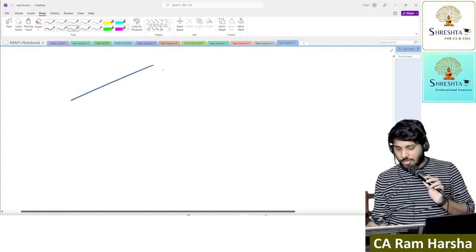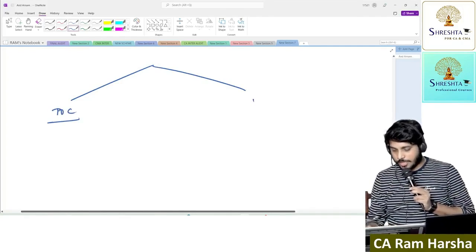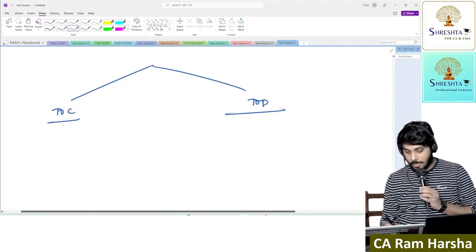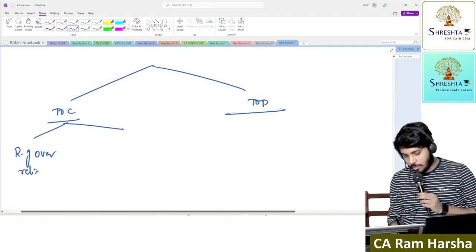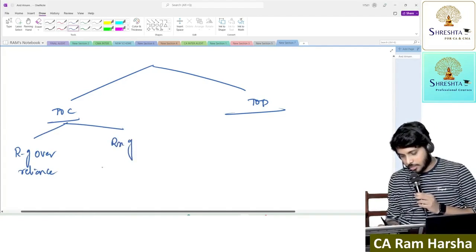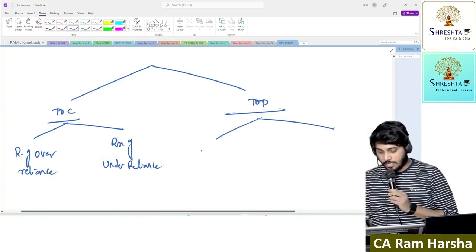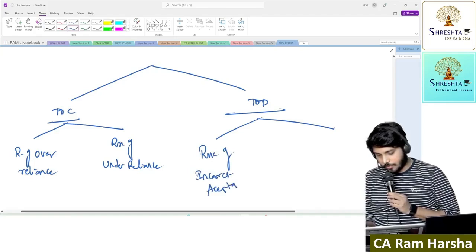Example, what are the wrong conclusions that you might get? Getting it? In case of test of controls, what kind of conclusions you will get? In case of test of details, what kind of wrong conclusions you will get? In case of test of controls, risk of over reliance. Another one is risk of under reliance. In case of test of details, risk of incorrect acceptance, risk of incorrect rejection.